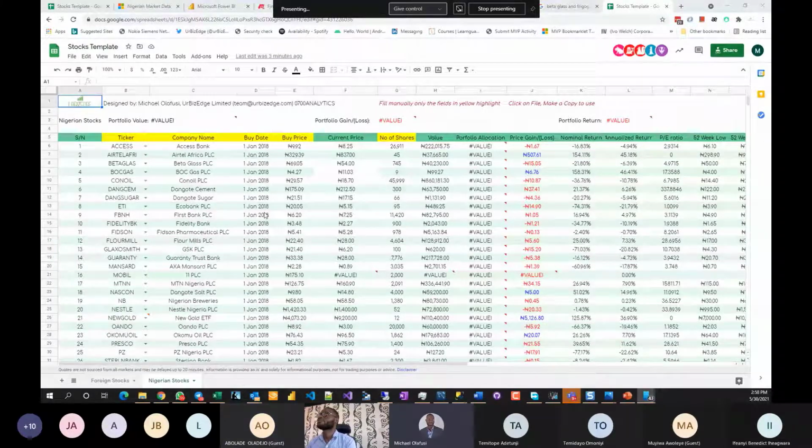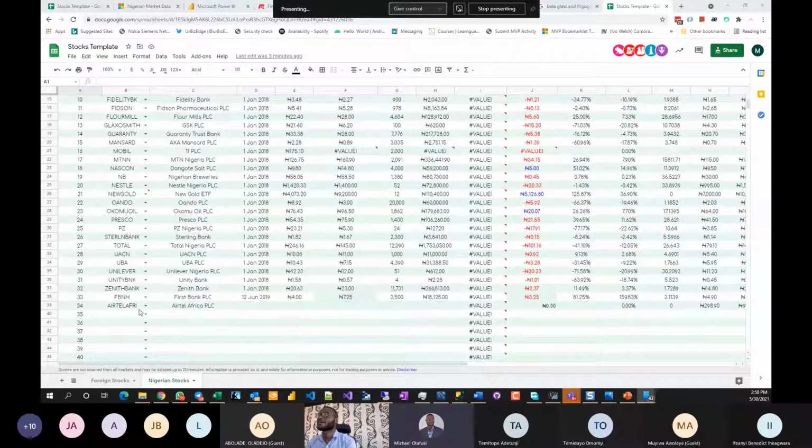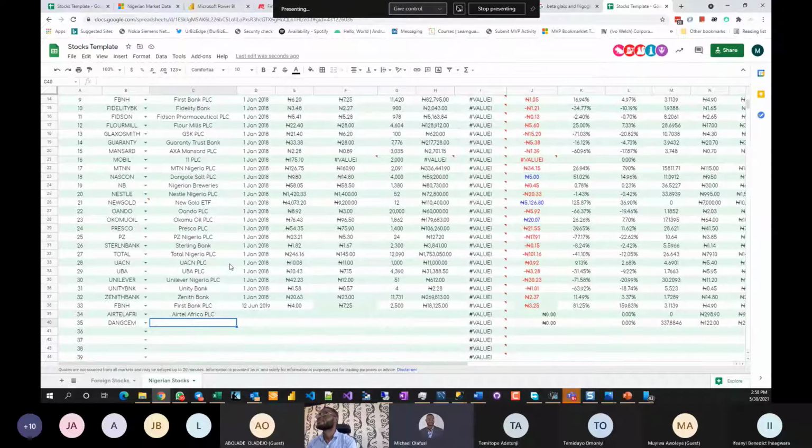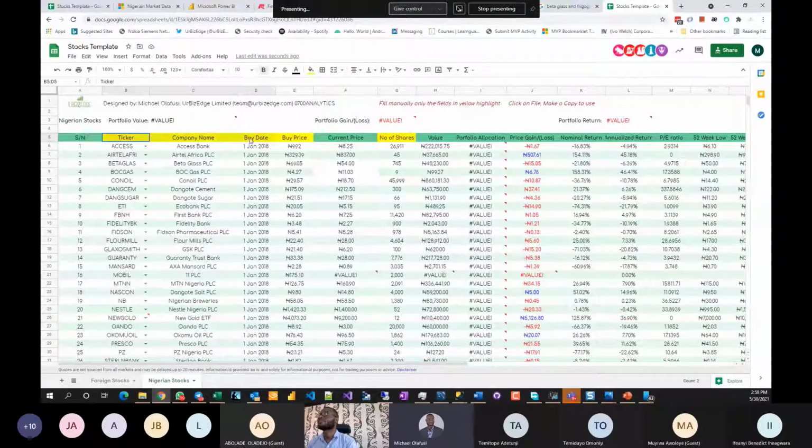And the same thing is what I do for the Nigerian stocks. I just come here and pick the ticker of the company. So maybe I bought into Dangote Cement. Instantly, the price will come up. You will have to type the name. Let me show you what you'll be typing in this one. The things in yellow are the things you have to provide. The other ones, don't worry, they will be automatically provided for you.